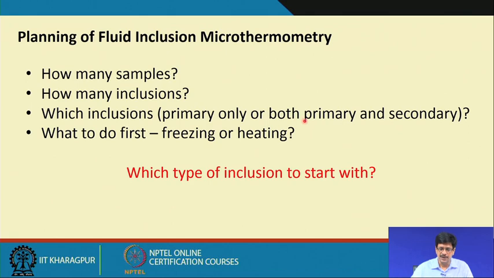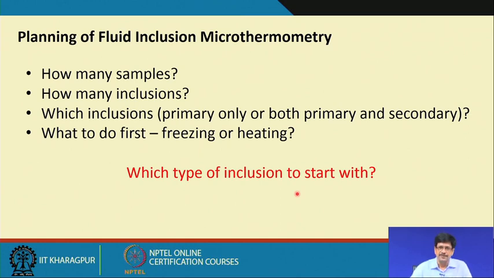And which inclusions, that is, whether we would go for the primary or the secondary or both, also depends on the nature of the problem that we are addressing. And what we should do first, the answer was that we will be doing freezing. We will elaborate on this point, what will happen if we start heating the samples and try to do homogenization experiments, through some illustrations. But there is one question which possibly will come into the mind of beginners: which type of inclusions to start with when we begin our microthermometric experiments.